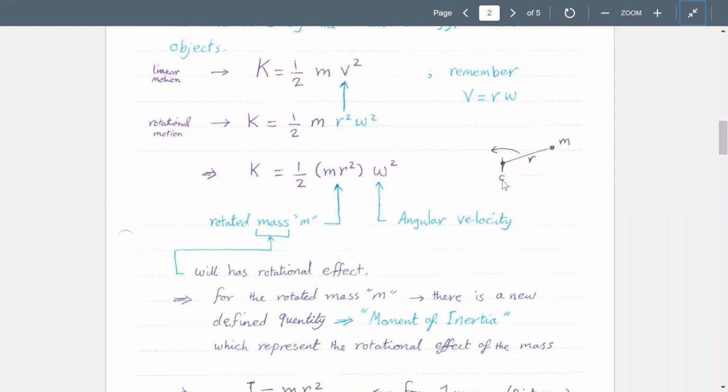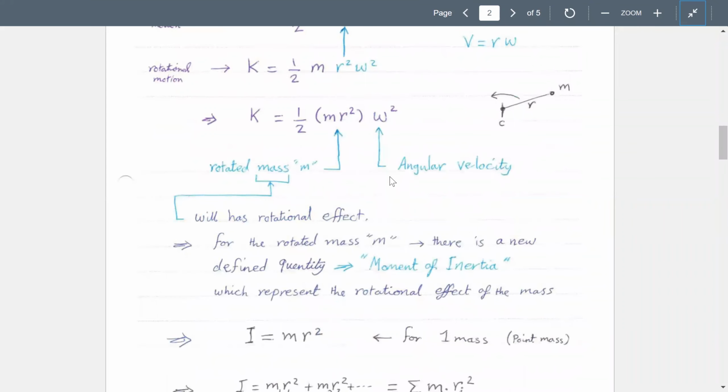Assume that this is the center of rotation, and this is r, the radius of rotation, and this is the mass. And this mass is rotating about the center by angular velocity omega. This is omega. This is the mass, which is m. This is r, which is r squared here. If we increase r, then the effect of this rotation will change. If we change the mass, the effect of this kinetic energy will change. Also the omega, if we change it.